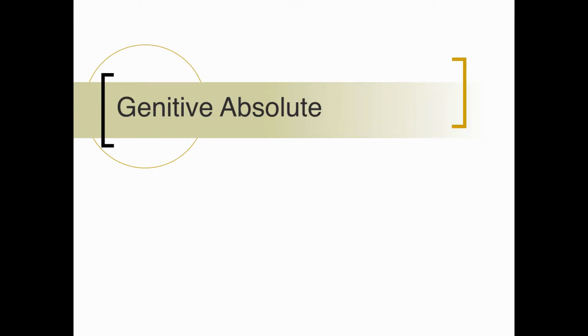Our fifth function of the participle is the genitive absolute. Just to give a quick review, there are 5 functions of the participle. Our first is the adverbial participle, and this is when that participle is going to modify a verb. The second and third functions are your attributive participle and your substantival participle, where the participle is either modifying a noun or even acting like a noun itself.